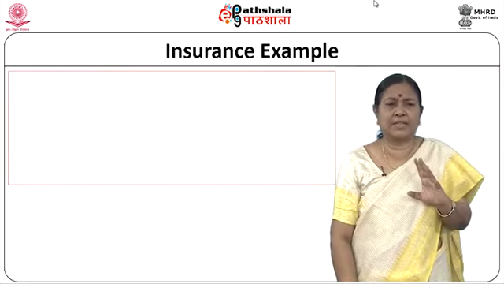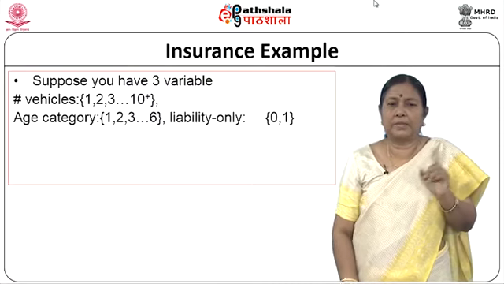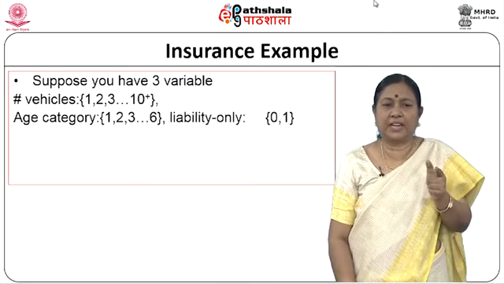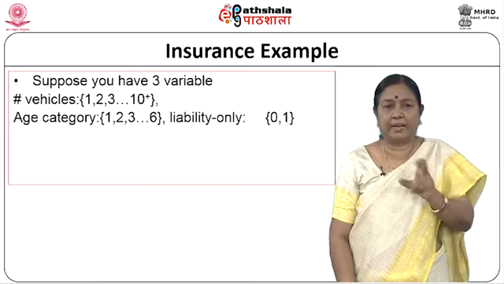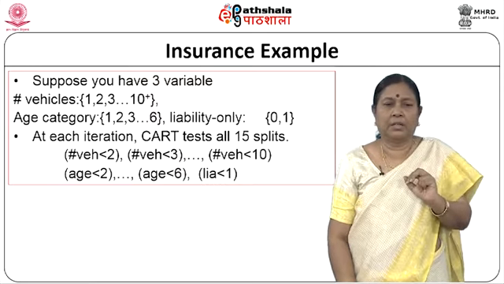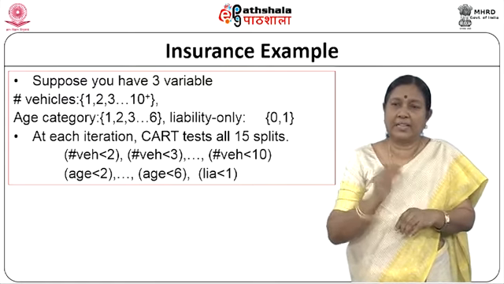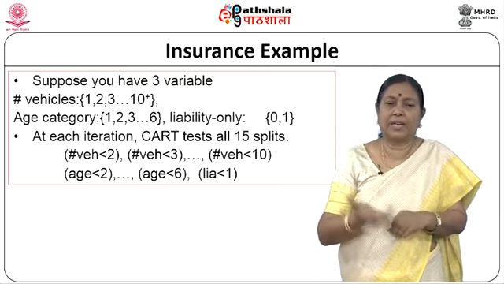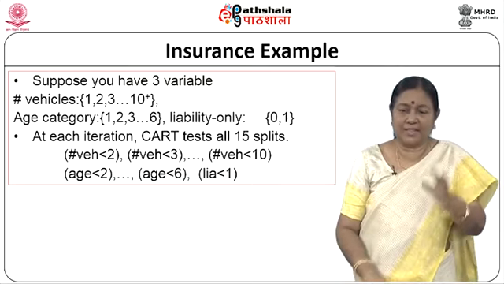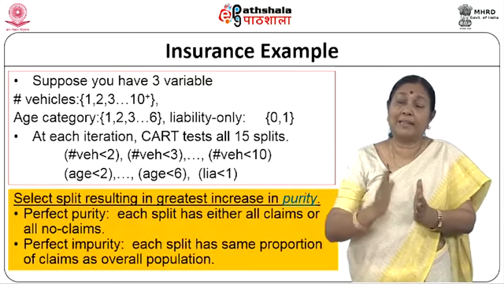So, let us take an insurance example again. Suppose you have 3 variables: number of vehicles, which is 1 to something, age category 1, 2, 3 to 6, and liability 0, 1. So, I have 3 variables, each having these values. So, at each iteration CART will test 15 tests: vehicle less than 3, vehicle less than 2, vehicle less than 10, age less than 2, age less than 6, liability less than 1. So, like this the split points are changing.